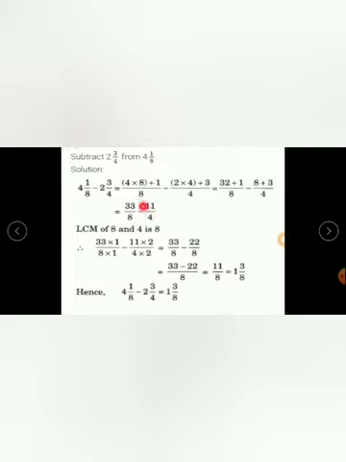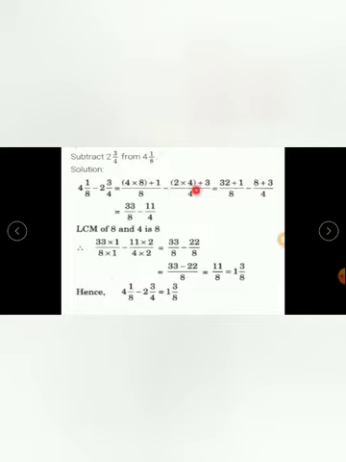So, first I am converting 4 1 by 8. How will you convert? 4 into 8 plus 1, denominator is 8. Now, 2 3 by 4: 2 into 4 plus 3, denominator 4. Now, what is 4 into 8? 32 plus 1 is 33.